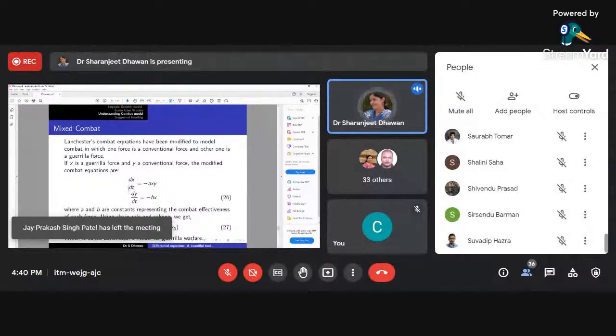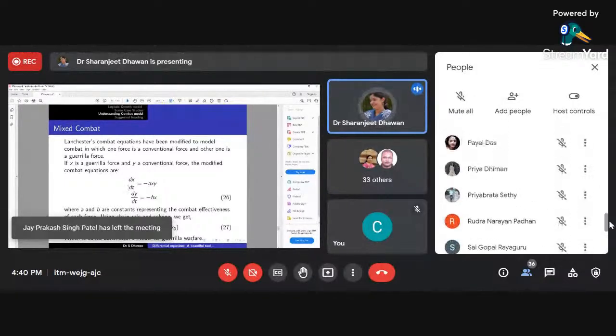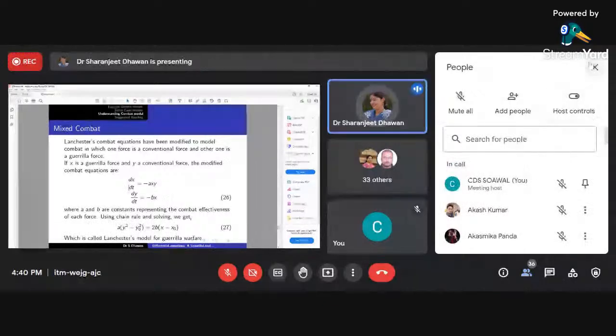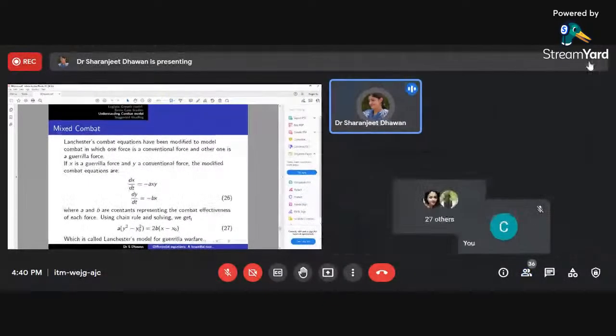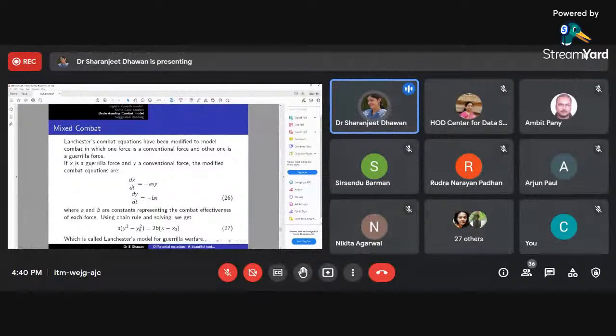Now we see how this model will be modeled. Here X is representing the guerrilla force and Y is representing the conventional force. Guerrilla combat loss rate is proportional to the number of guerrilla and conventional encounters, whereas in case of conventional combat, loss rate is proportional only to the number of guerrillas. And again, small a and small b are the constants representing the combat effectiveness of each other.